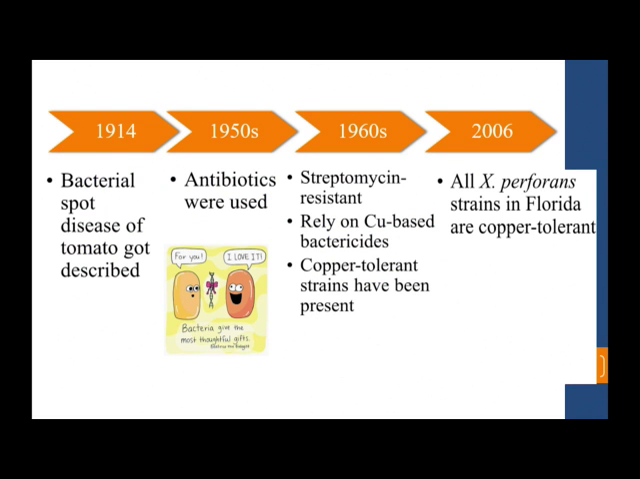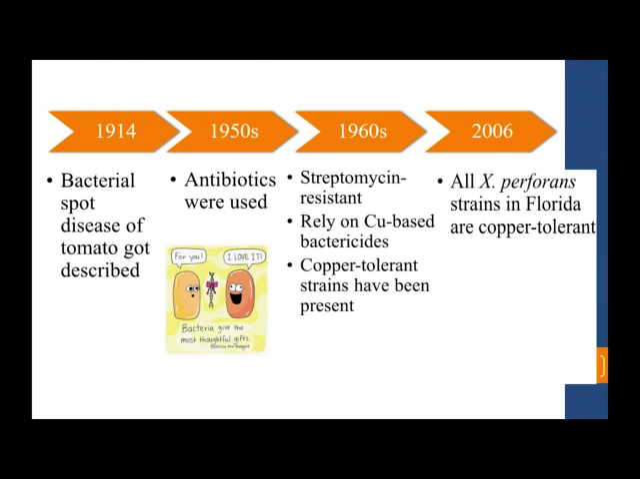And here I'm showing you a piece of history of bacterial spot disease of tomato. This disease was first characterized in the 1940s. And in the 1950s, antibiotics, including streptomycin, were used quite often. But really sadly, unfortunately, in the 1960s, streptomycin resistance developed.